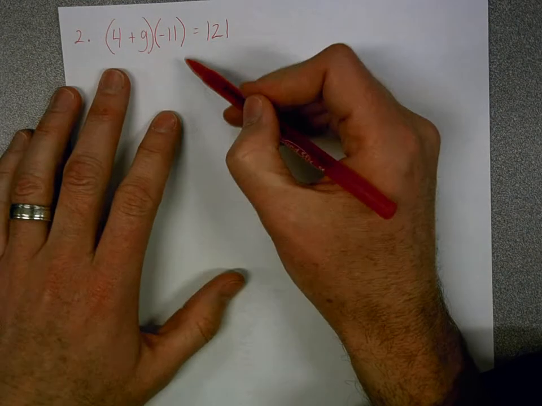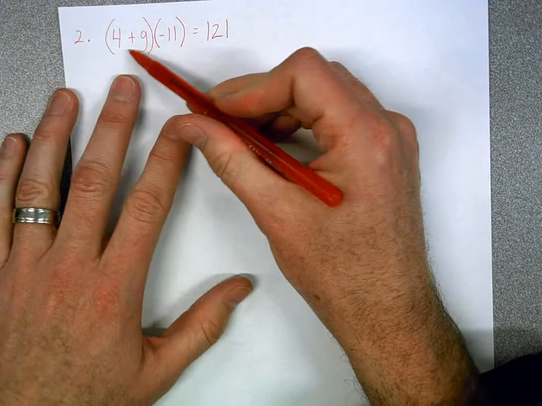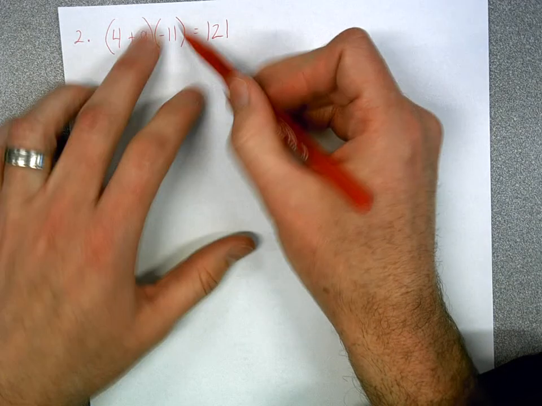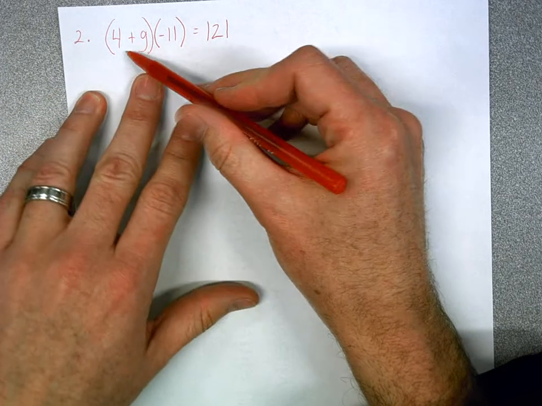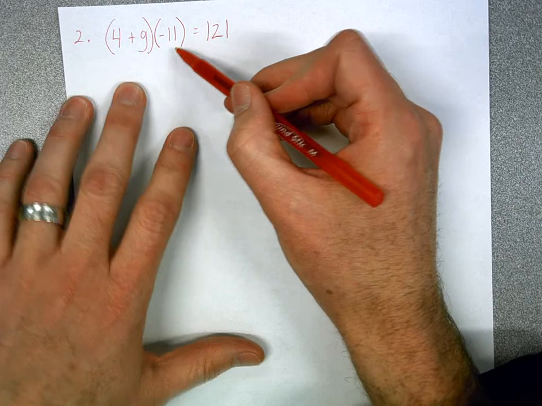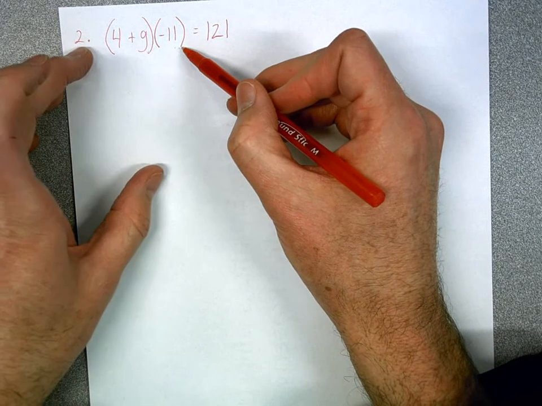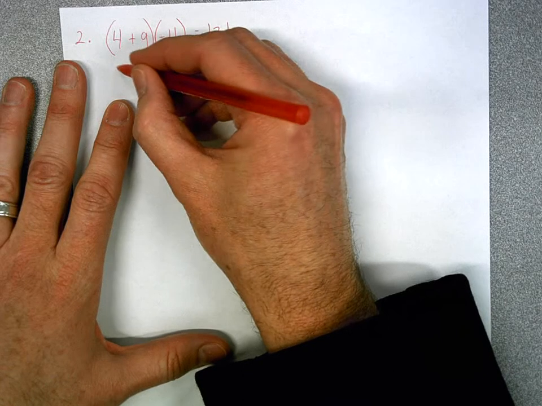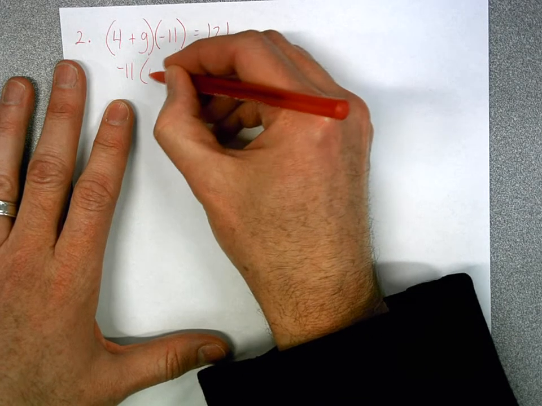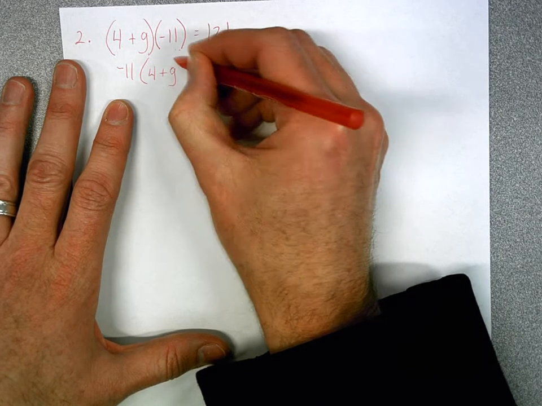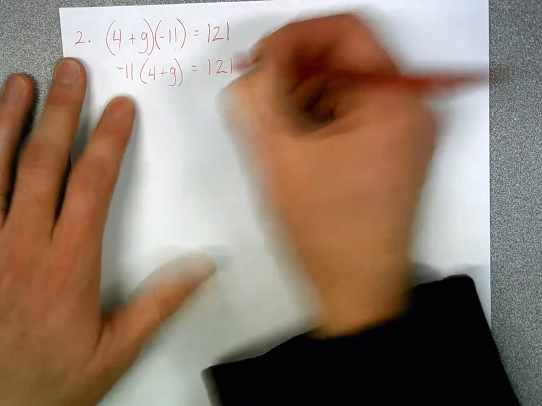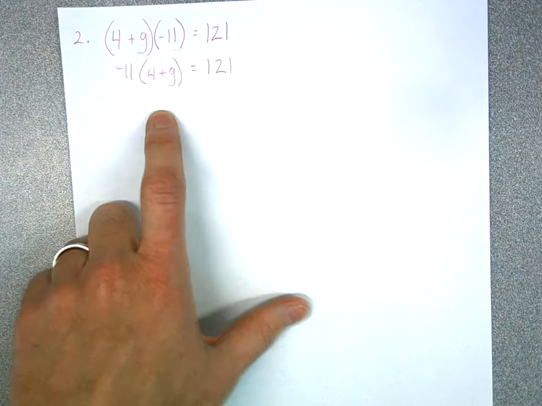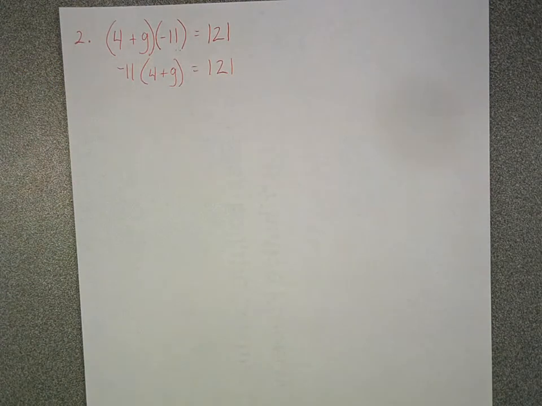So, really quickly, first of all, just realize that this negative 11 has parentheses around it, because if it didn't, it'd look like minus 11. But realistically, and we've talked about this when we were dealing with expressions last chapter, remember this here could be flip-flopped and look like this as well. Means the same thing. So negative 11 times the sum of 4 plus g equals 121.